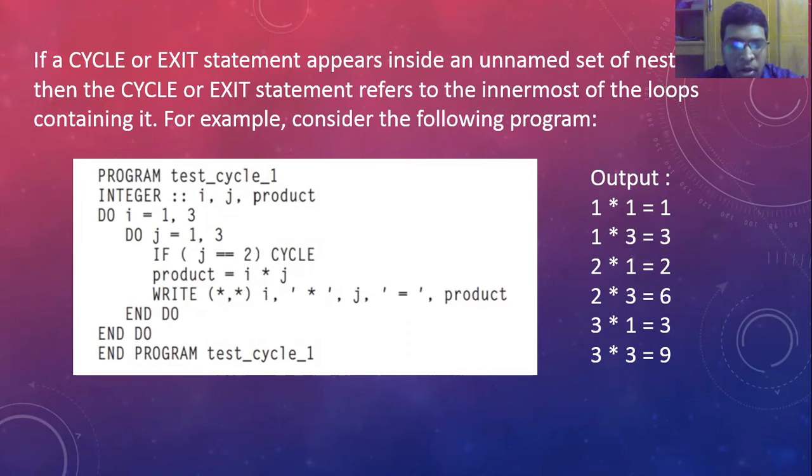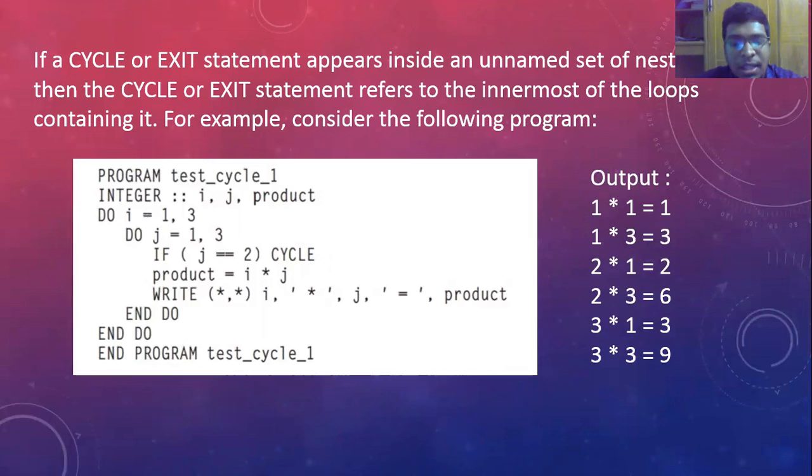I'll show the example that Maliha has shown before. Here, for I equals 1, if j equals 2, then the cycle statement will be executed, and for that, the remainder of the code block of the innermost do loop will be skipped. The execution will start over with j increased by 1. And the outputs are 1 into 1 equals 1, 1 into 3 equals 3, 2 into 1 equals 2, 2 into 3 equals 6, 3 into 1 equals 3, and 3 into 3 equals 9.